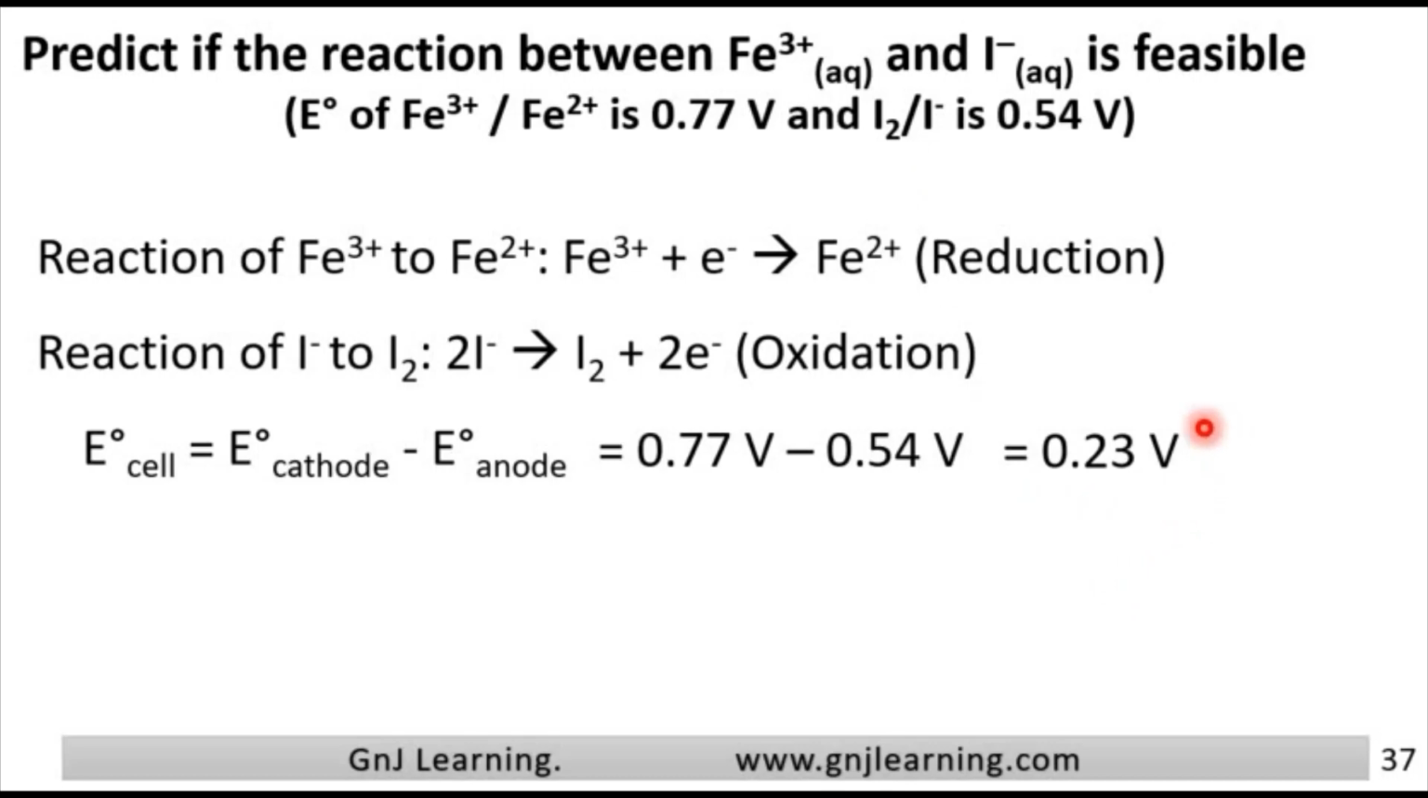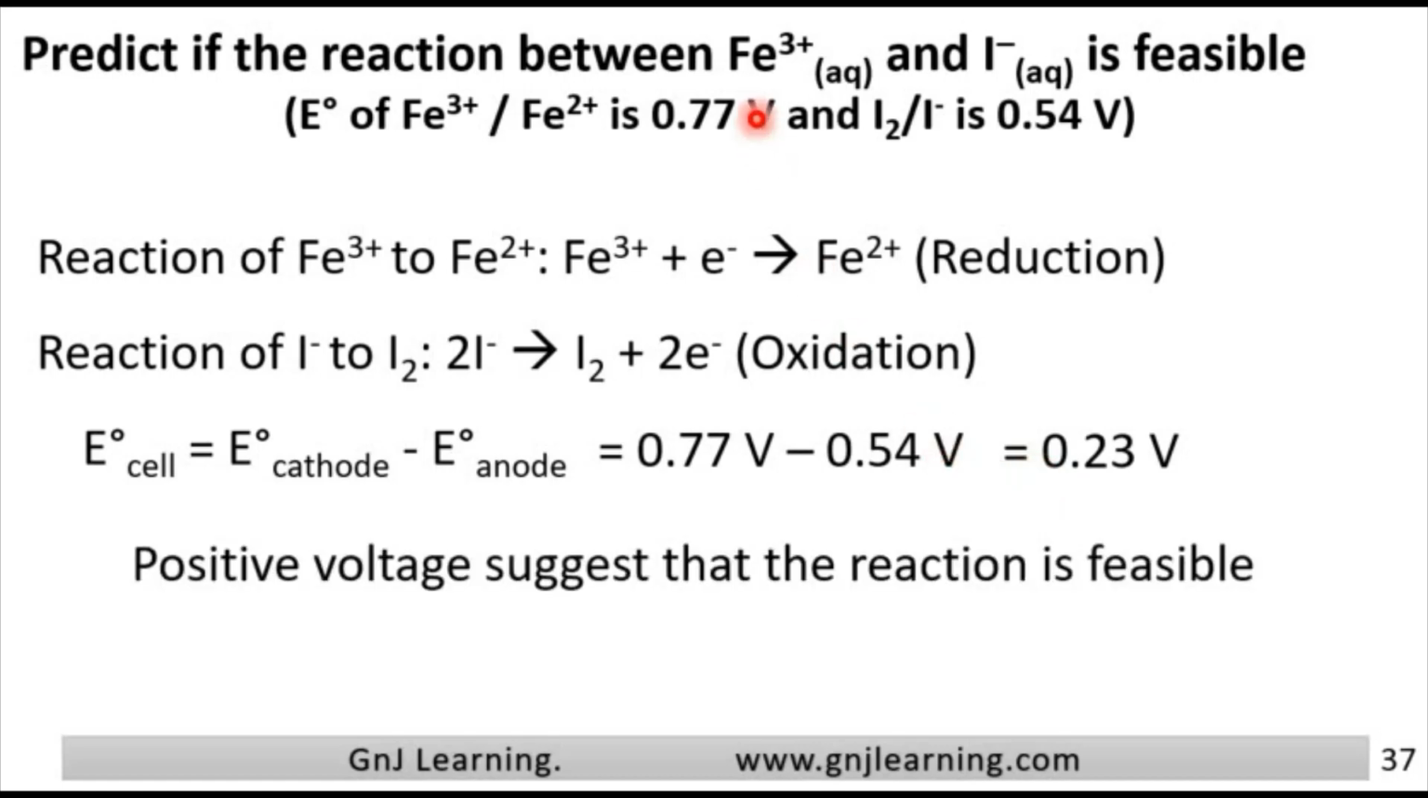Since E0 cell is positive, we can say that it's a spontaneous reaction between Fe3 plus and I minus, and hence the reaction is feasible. So this is how we have to write it for the board exam. Whereas if the same question comes in an entrance examination, as an objective type question, then you don't have to do all these steps.